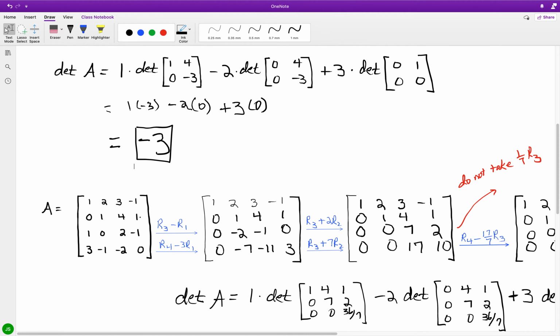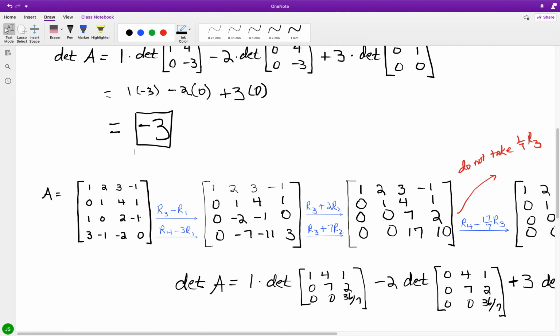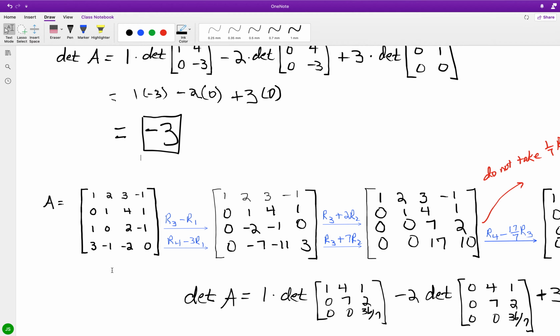Now, looking at what we also encountered in the previous lesson, we have our 4x4 matrix. At the top we have 1, 2, 3, negative 1 forming the first row. Second row, we have 0, 1, 4, 1. Third row, we have 1, 0, 2, negative 1. And the last row we have 3, negative 1, negative 2, and 0. To get this into echelon form, I want to make the digits underneath the 1 in the first column all 0.